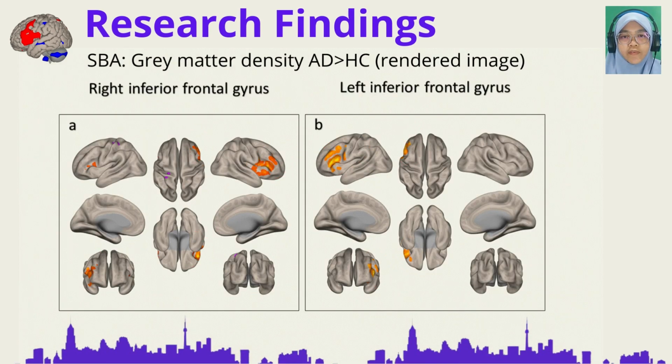This is our finding in the seed-based analysis, where you can see gray matter density AD more than HC in rendered images. The right inferior frontal gyrus and left inferior frontal gyrus are at different positions of the brain.